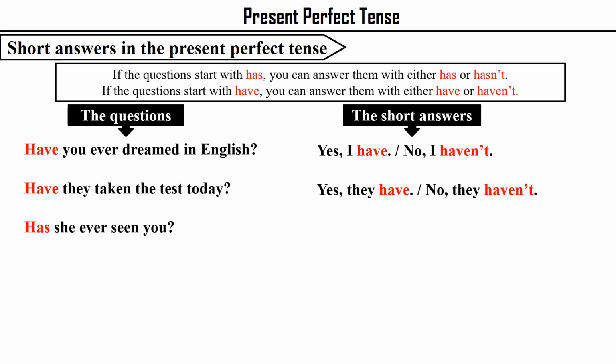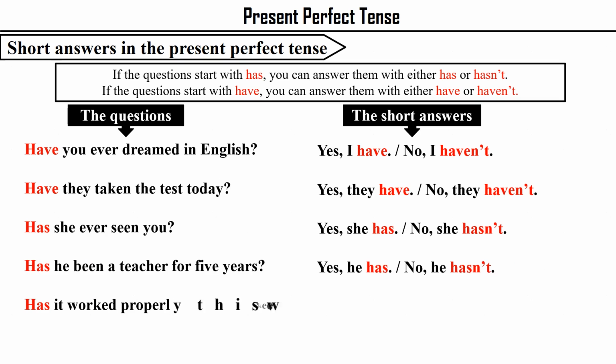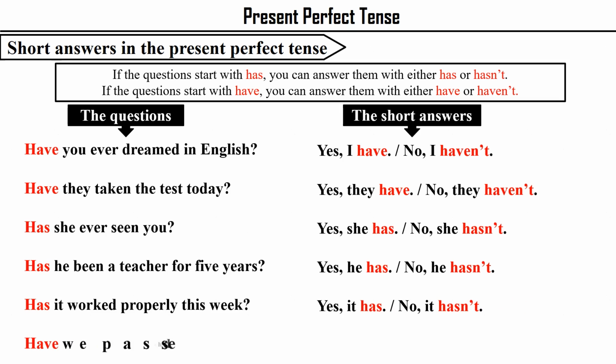Has she ever seen you? Yes, she has, or no, she hasn't. Has he been a teacher for 5 years? Yes, he has, or no, he hasn't. Has it worked properly this week? Yes, it has, or no, it hasn't. Have we passed the final test? Yes, you have, or no, you haven't. That's it. Let's move on.